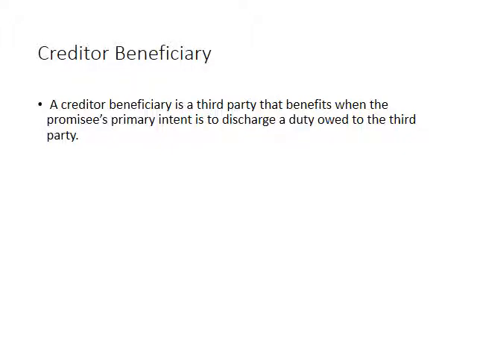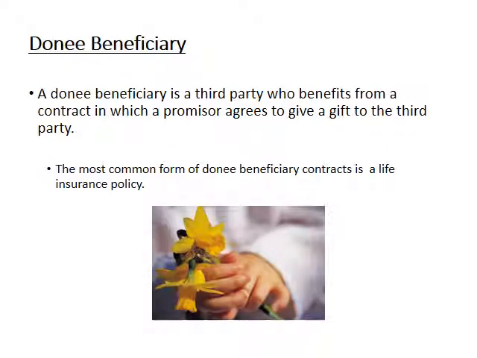A creditor beneficiary is a third party that benefits when the promisee's primary intent is to discharge a duty owed to the third party. A donee beneficiary is a third party who benefits from a contract in which a promisor agrees to give a gift to the third party. The most common form of donee beneficiary contracts is a life insurance policy.